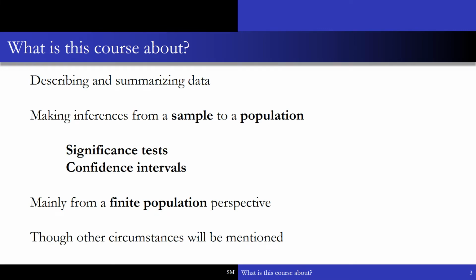So what then is this course about? Well, two things really. First of all, it's about describing and summarizing data, which you might put another way as saying making parsimonious representations of information. Secondly, it's about making inferences from sample data to a population that we're interested in, and that's going to involve us in talking about and learning about significance tests and confidence intervals.